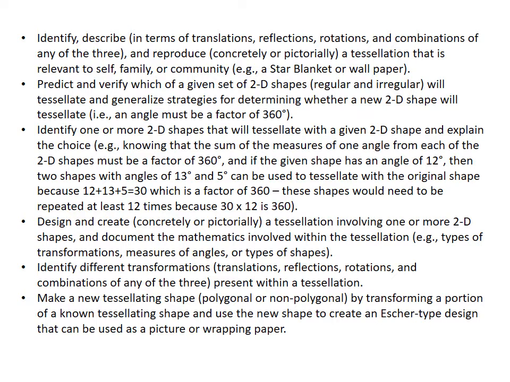Okay, so in review, what have you learned from watching these videos? Identify translations, which is slide, reflections, and rotations. Those are the 3 ways that you can tessellate. Predict which 2D shapes will tessellate. So even if they're an irregular shape, like, you know, it's kind of a triangle, it still would tessellate. So triangles, squares, and hexagons are the only 2D shapes that will tessellate.